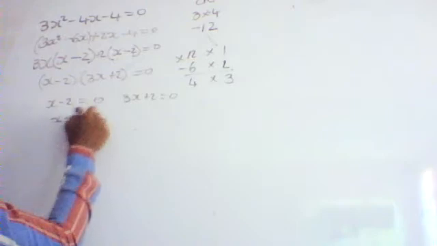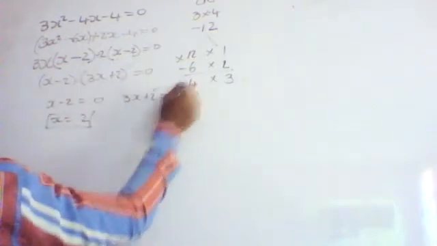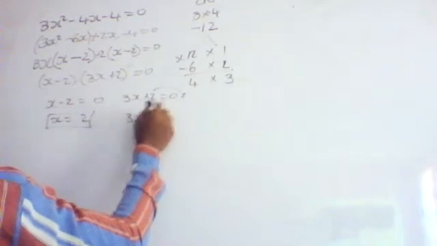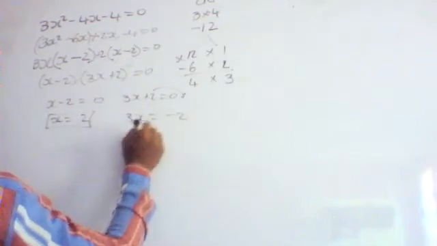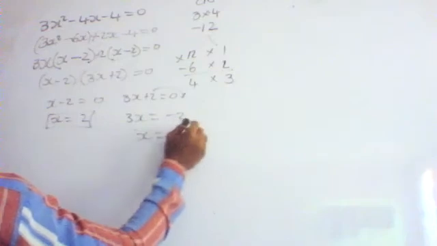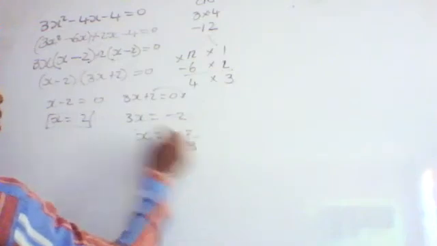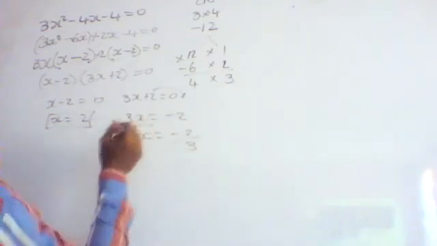Therefore, x is equal to positive 2. And in this case, if we bring over this 2, 3x is equal to negative 2. X is equal to negative 2 over 3, because you're going to divide by 3 here, and then we're going to cancel. Everybody see that? Now let me go over one more time and then you can go ahead and do those questions.